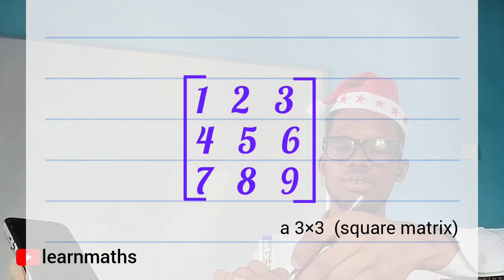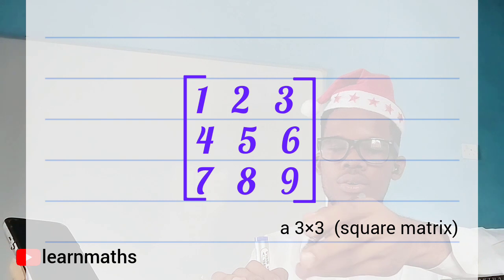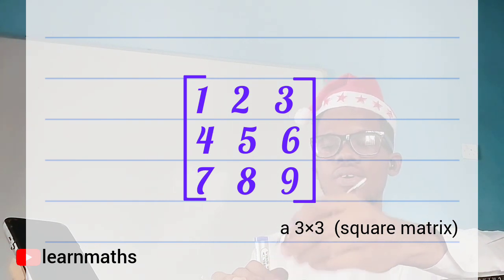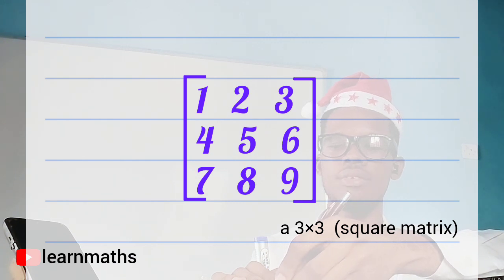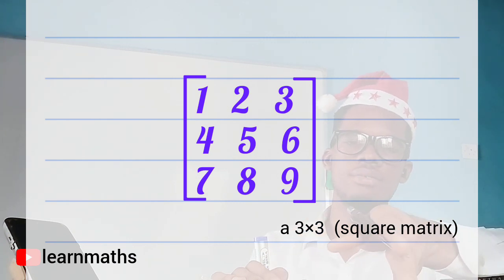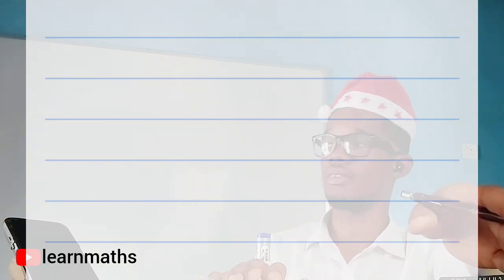So it has 3 rows. Now let's look at how many columns it has. It has 3 columns as well: 1, 4, 7; 2, 5, 8; and 3, 6, 9. Those are the columns. So this kind of matrix that has an equal number of rows and columns is called a square matrix. In fact, we have different types of matrix.